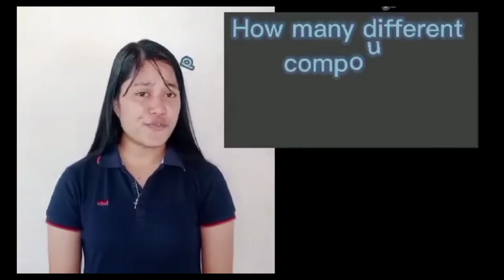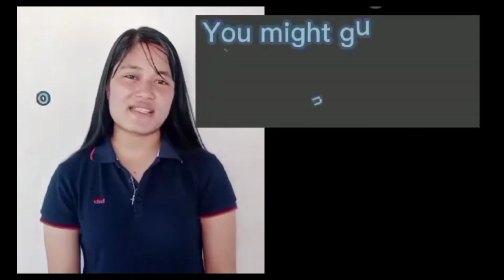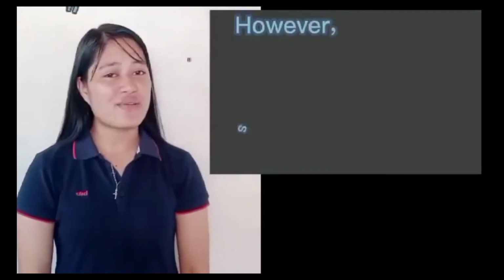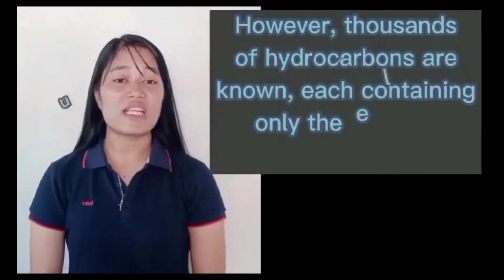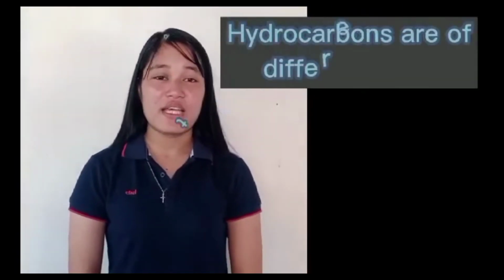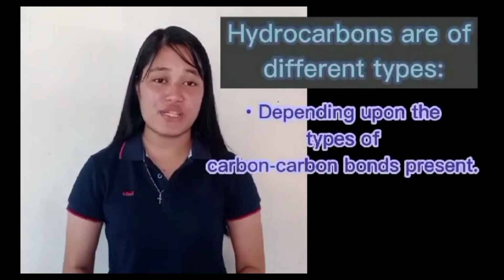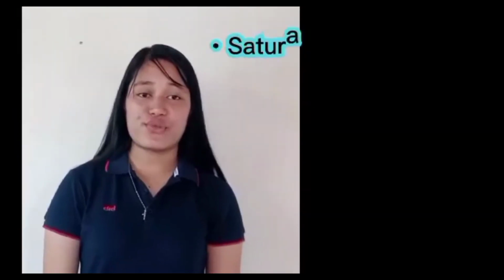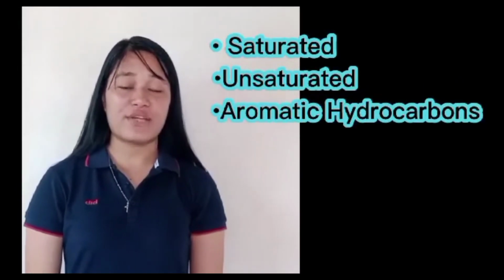How many different compounds do you think two elements can form? You might guess only a few compounds are possible. However, thousands of hydrocarbons are known, each containing only elements of carbon and hydrogen. Hydrocarbons are of different types, depending upon the types of carbon-to-carbon bonds present. They can be classified into three main categories: saturated, unsaturated, and aromatic hydrocarbons.